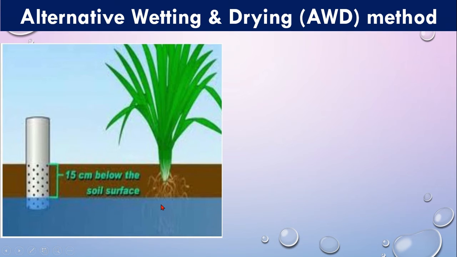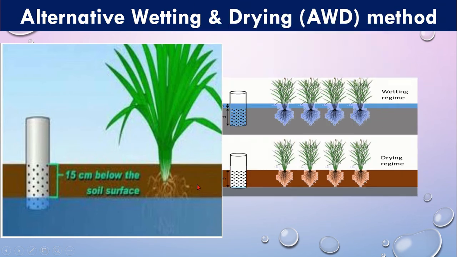that means the root zone is nearly finished, because the plant takes up nutrients and water with the help of the root system. So you see, this is the root zone. That means the root zone after 15 centimeter is nearly finished. So when the water goes down 15 centimeter below, at that time you have to apply the water again.